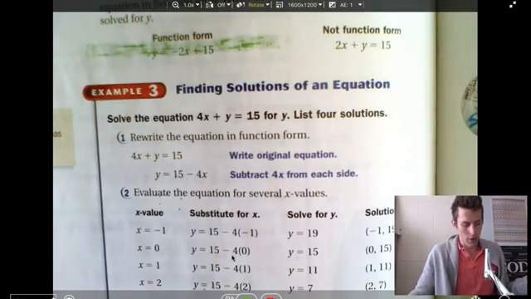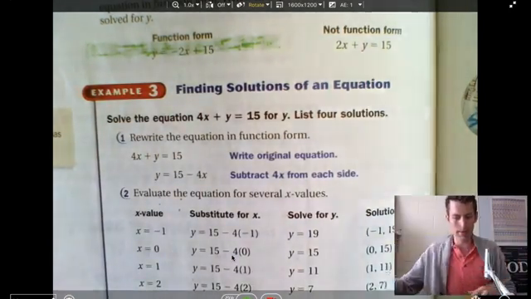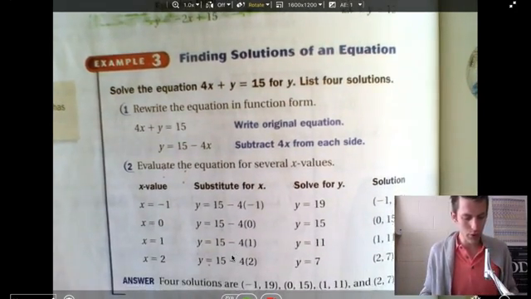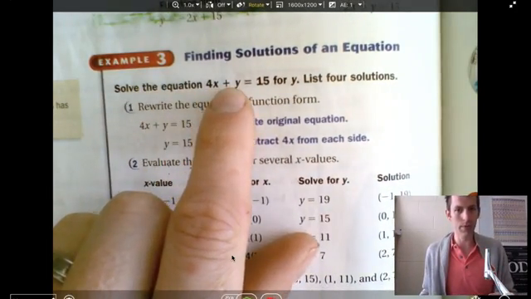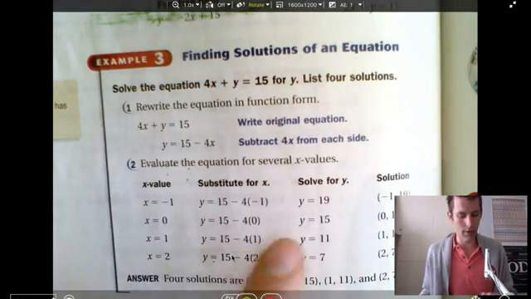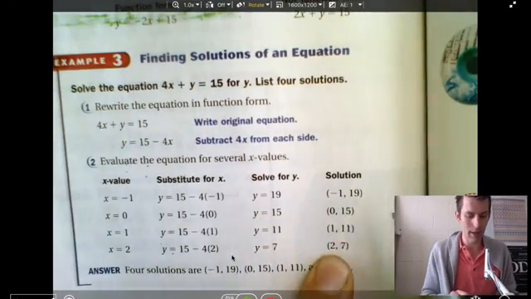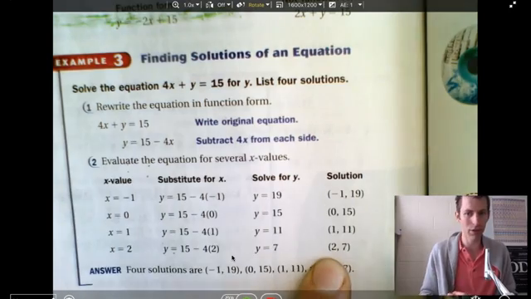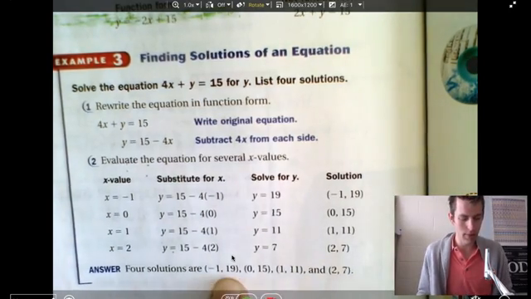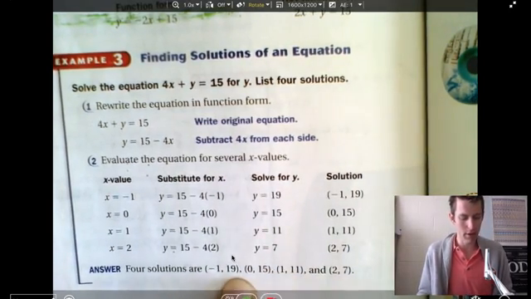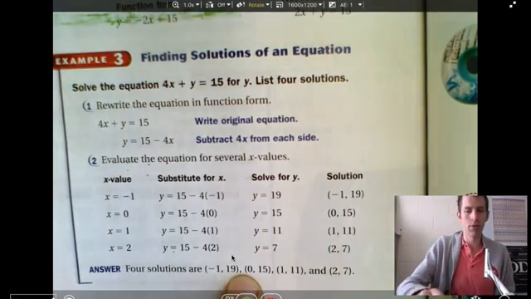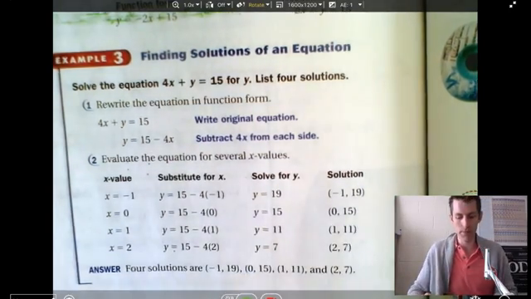All right. Finally, that's how you solve an equation for a variable, and then you can list solutions by just picking input values and seeing what the vending machine outputs for you. Write them as ordered pairs. Do not forget your parentheses when you're writing as an ordered pair, okay?